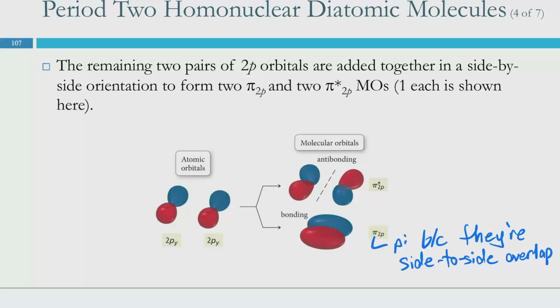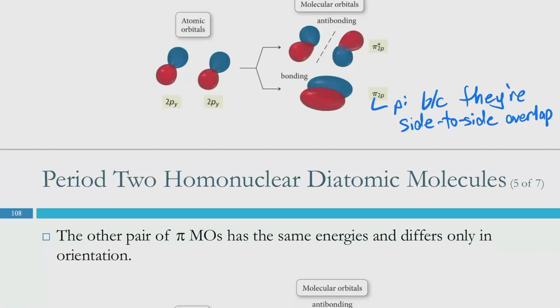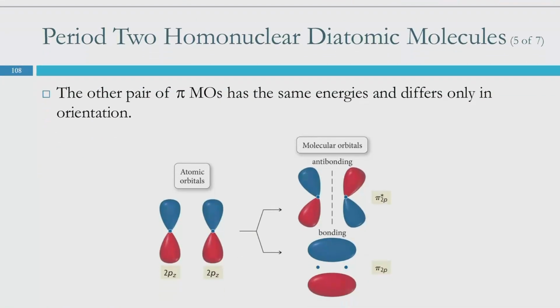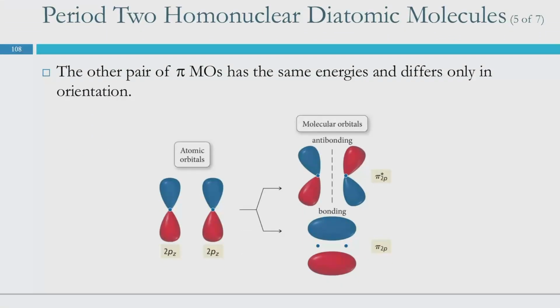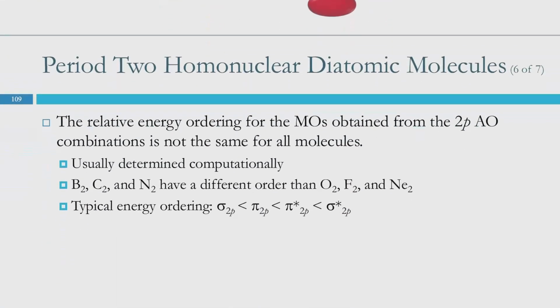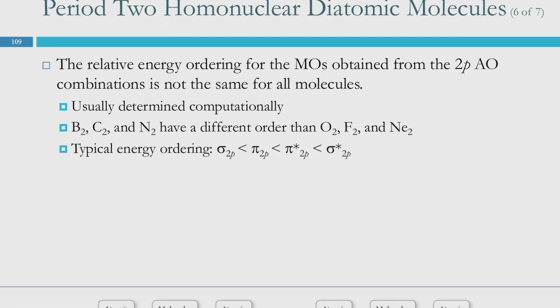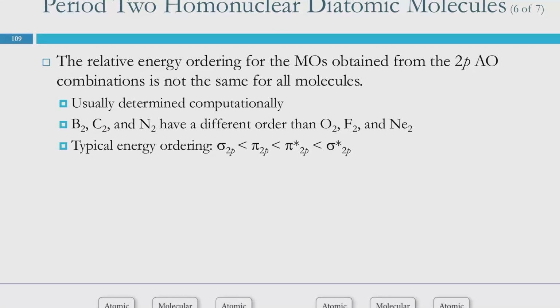And our 2pz is going to be the up-down version of this. If you just rotate this 90 degrees up, that's going to be our 2pz overlap. And that's going to be the same pairing of energy. It's just now that it's bonding up and down instead of front and back. The energy ordering for these is not all the same for all molecules.